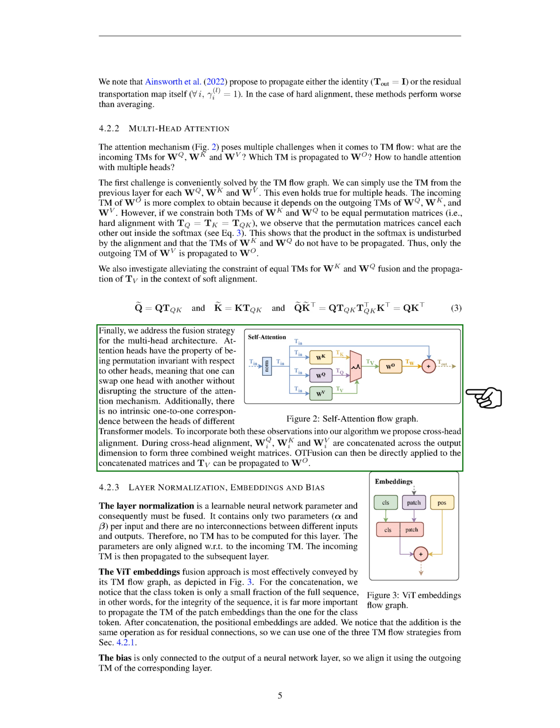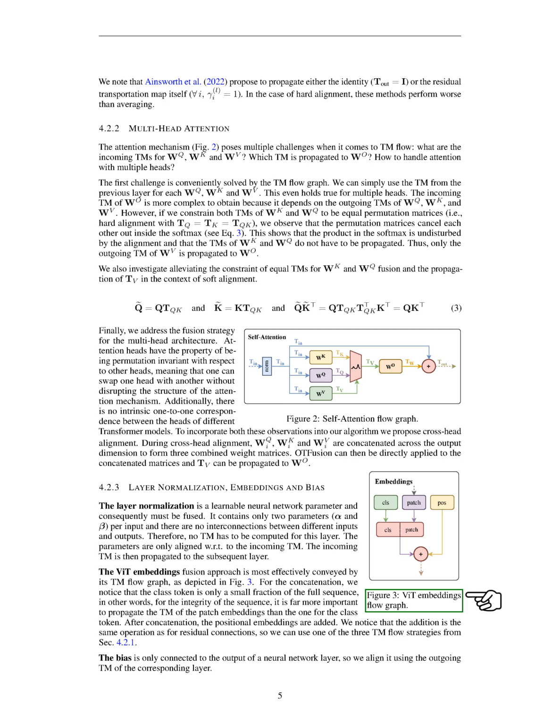To incorporate these observations into our algorithm, we propose cross-head alignment. During cross-head alignment, the weight matrices W_I_Q, W_I_K, and W_I_V are concatenated across the output dimension to form three combined weight matrices. OT fusion can then be directly applied to the concatenated matrices, and T_V can be propagated to the output weight matrix W-O.